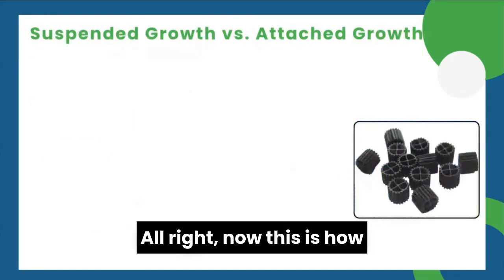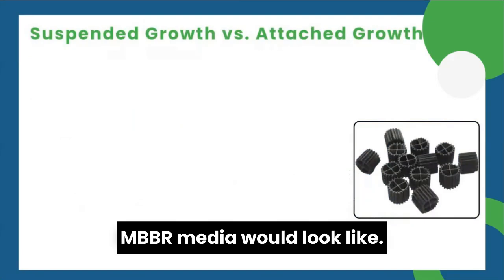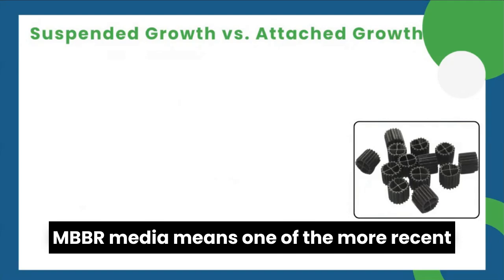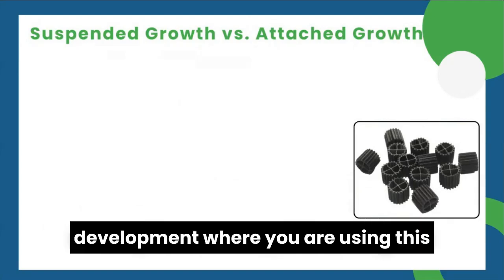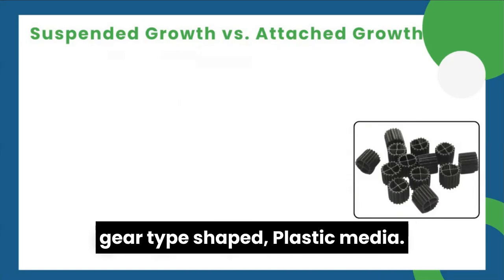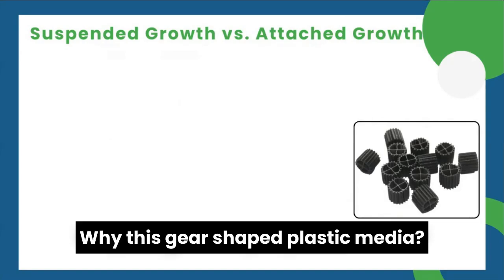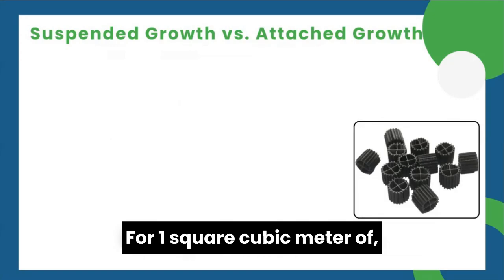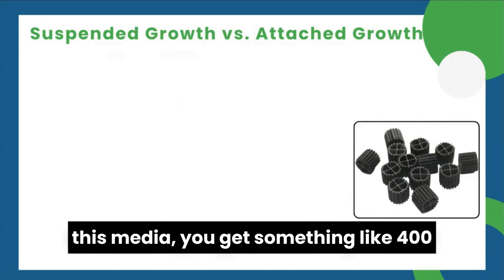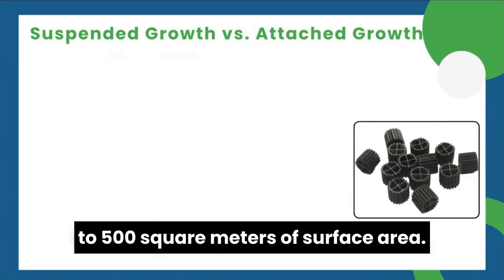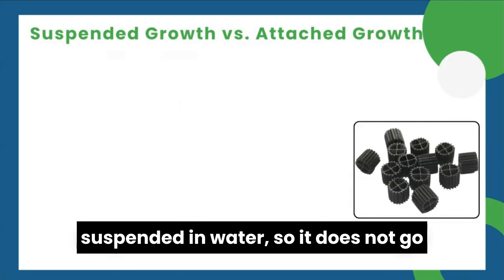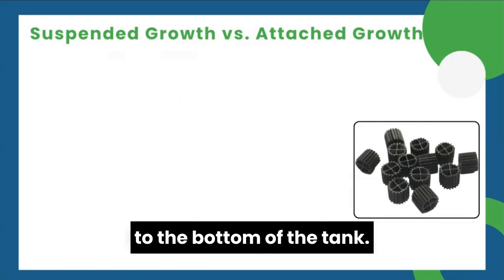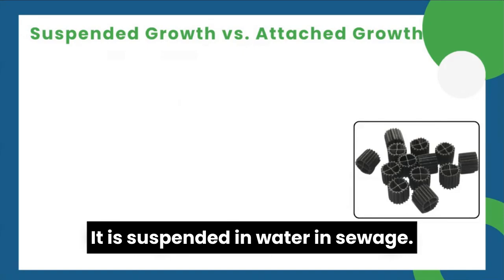All right. Now, this is how MBBR media would look like. MBBR media means one of the more recent developments, not exactly recent, maybe 20, 25 years old, where you are using this shaped plastic media. Why this gear-shaped plastic media? For 1 cubic meter of this media, you get something like 400 to 500 square meters of surface area. And this plastic media is suspended in water. So it does not go to the bottom of the tank. It is suspended in water, in sewage.